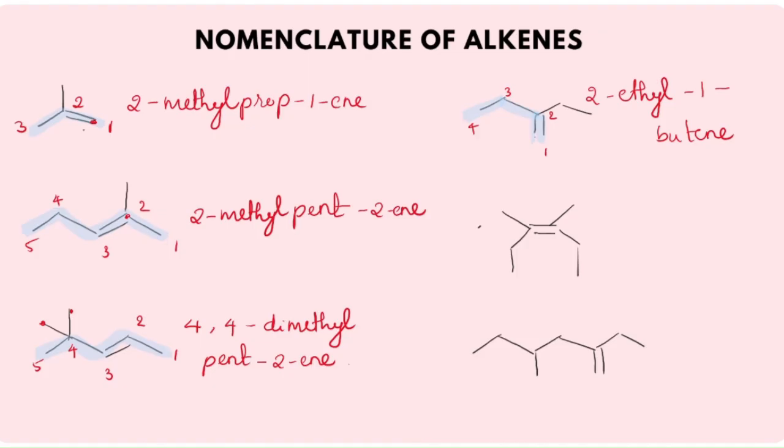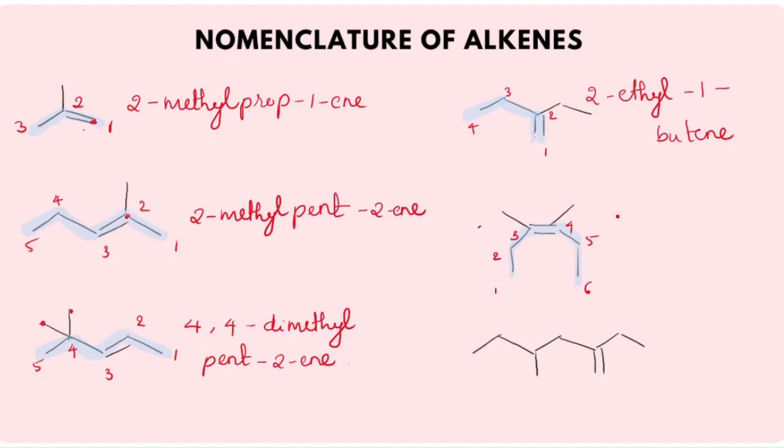Now let's take the next molecule. See here. Choose the longest chain. If we take it like this, 4 carbons, but if we start from here, this will be the longest chain. And if we number from here or here, it doesn't matter because you can see it's symmetrical. Both sides look the same, right?